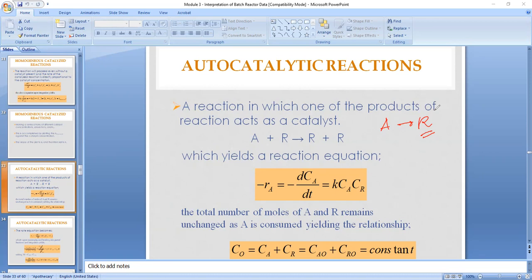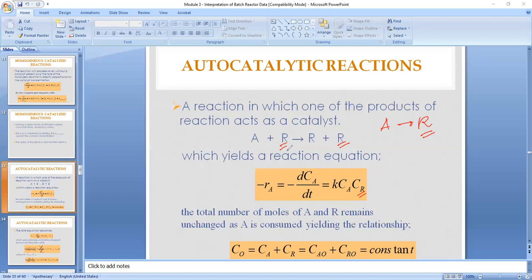Since R has a catalytic effect, you place A plus R forming R plus R, denoting that this R here has a catalytic effect in your reaction. Now, if you're going to write the net rate equation, or shall I say the rate equation, because you only have a single reaction here, you have to account for the concentration of the product. You have to place it in there because it's also at the same time acting as a catalyst.